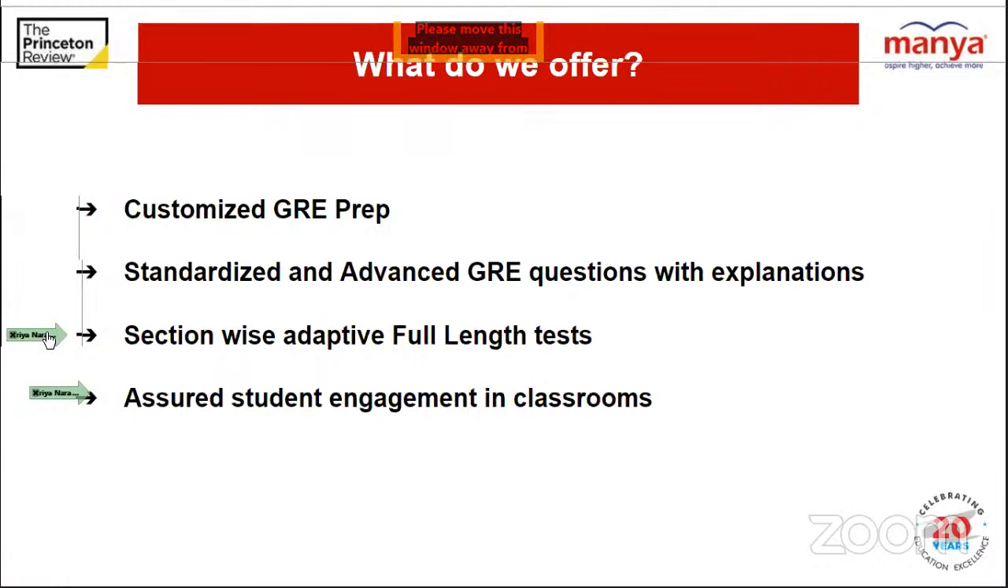Okay. And we have 8 full length tests in our portal, and we have tests that include the experimental sections too, right? And these tests are section-wise adaptive. I was talking about it at the beginning, right? How your performance in the first section decides the difficulty level of the questions in the second section. Am I right? So our tests are section adaptive, and our classrooms ensure that all our students are engaged, right?